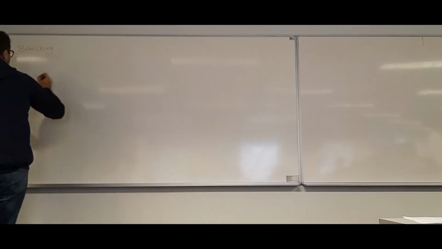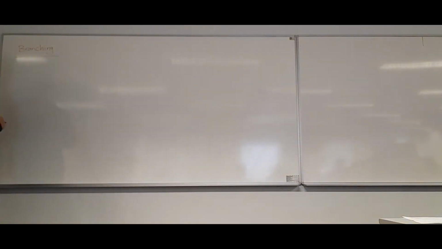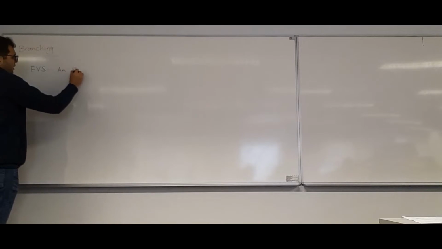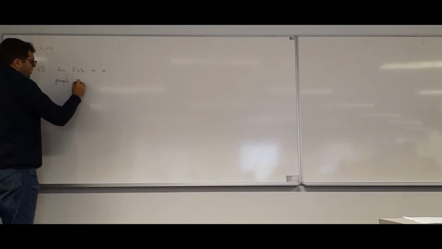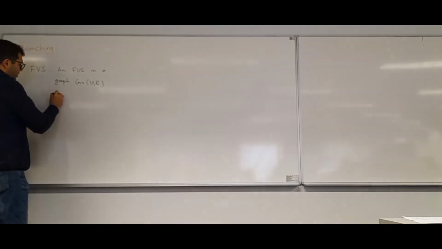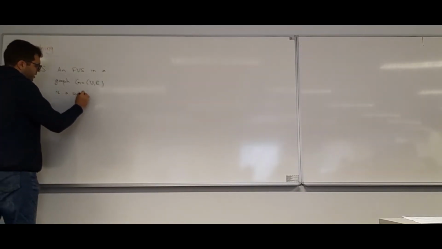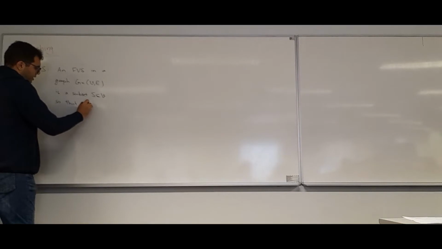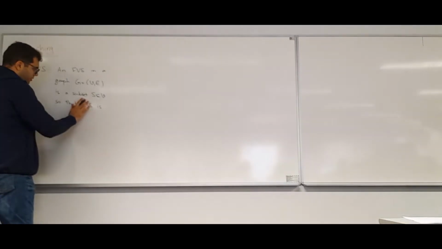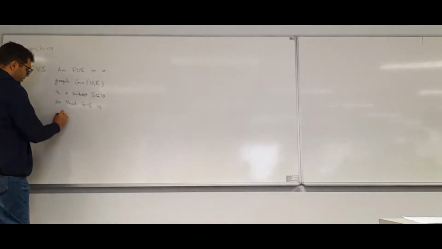set. So you remember that we said, given a graph, a feedback vertex set is just a bunch of vertices so that if we remove them, the graph will have no cycles. So, the definition: a feedback vertex set in a graph G is a subset S of the vertices so that G without S is acyclic. Or maybe I should write G minus S is acyclic.